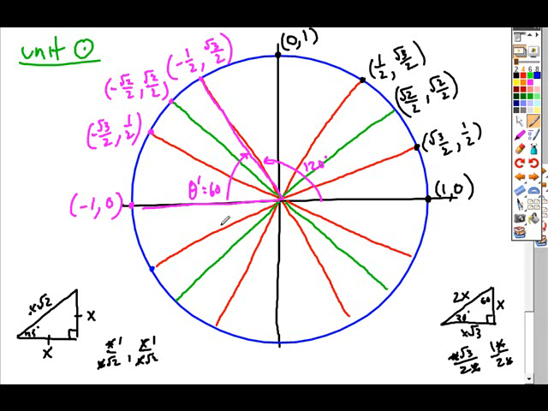Okay, so here is 210 degrees. So now we know that it's going to be a negative x and a negative y coordinate. When we look at this, our x coordinate is going to be negative what? Which x does this map onto? No. So the x coordinate is negative root 3 over 2. The y coordinate is negative 1/2.